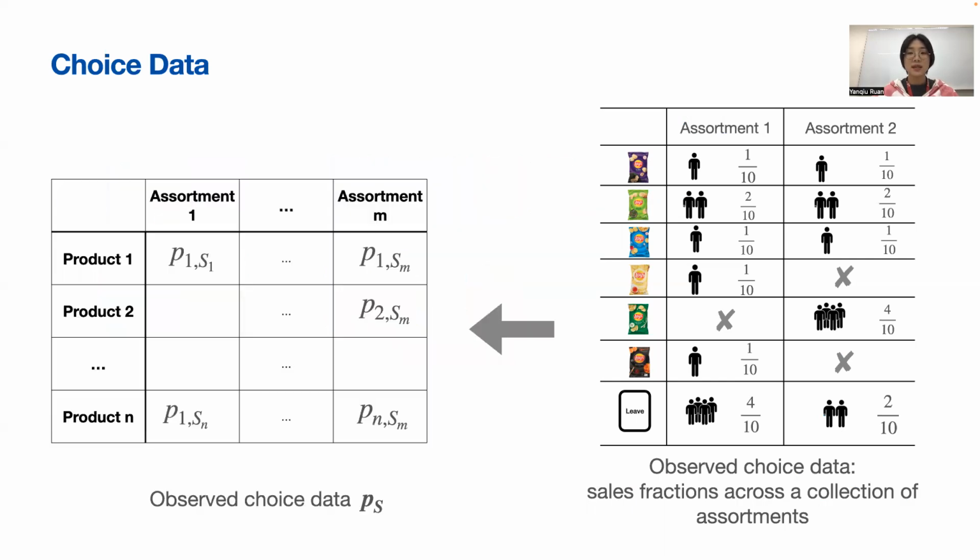We describe the choice data in a tabular form as shown on the left-hand side. We have M products, M assortments, and the sales fraction of each product in each assortment. Here, we treat the leave option as a product that is always available for customers.